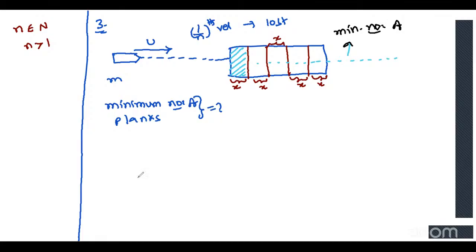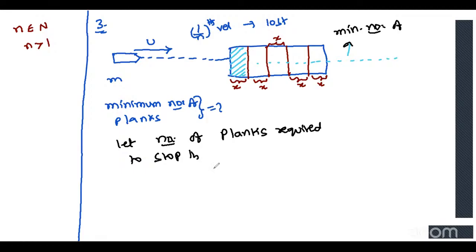Let us consider the number of planks required to stop the bullet as M. Whenever you are writing, I will tell in the words. Instead of M, you can consider any other letter, P also, no issues.